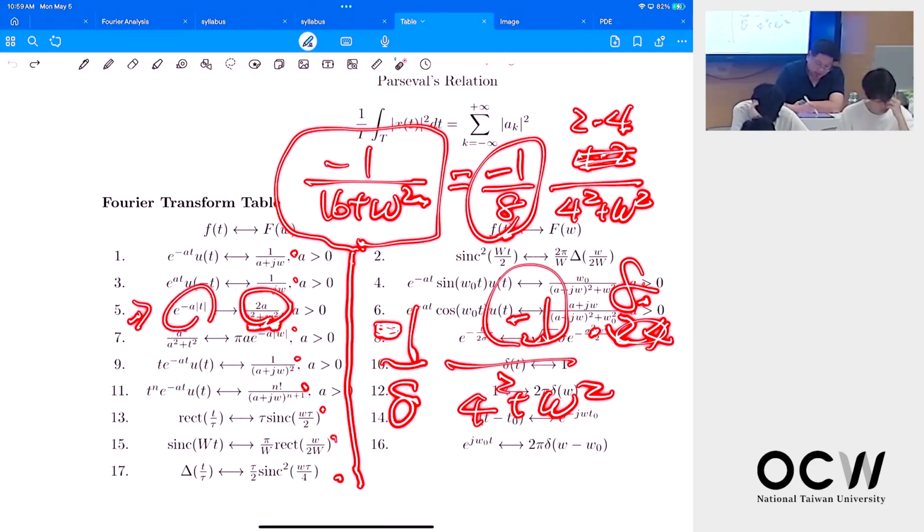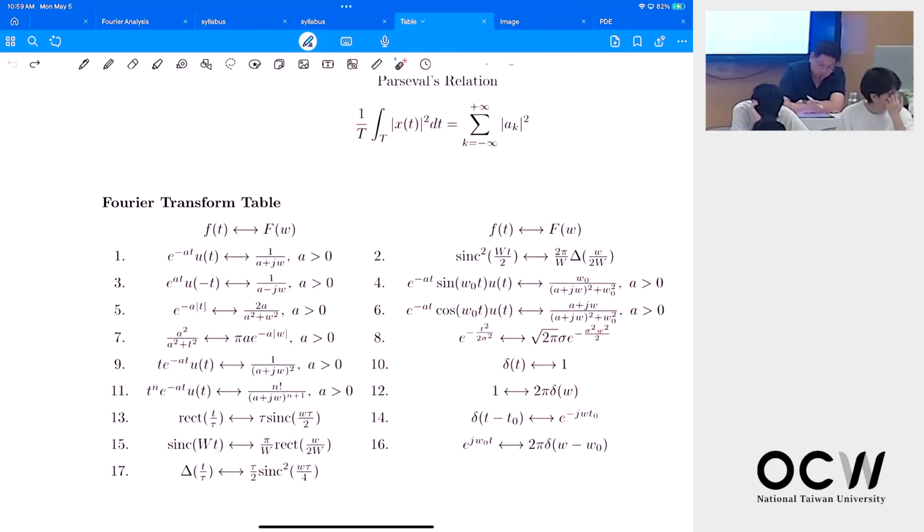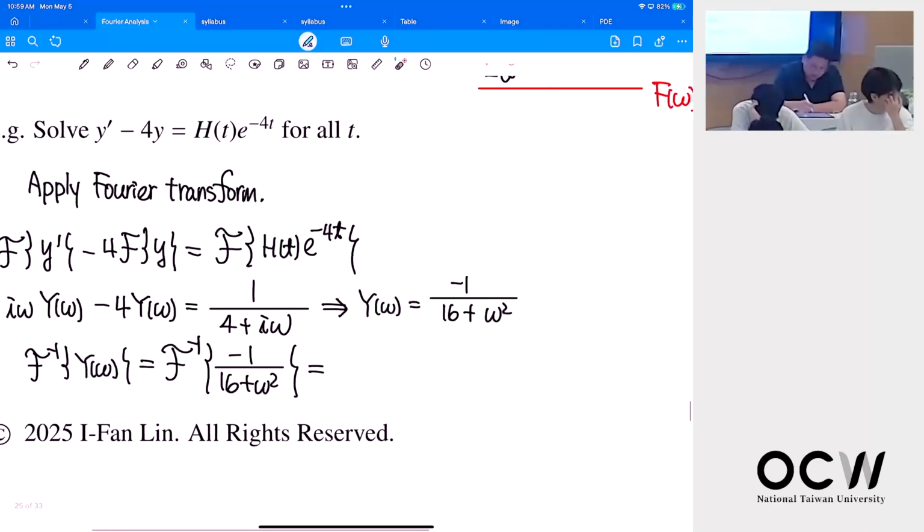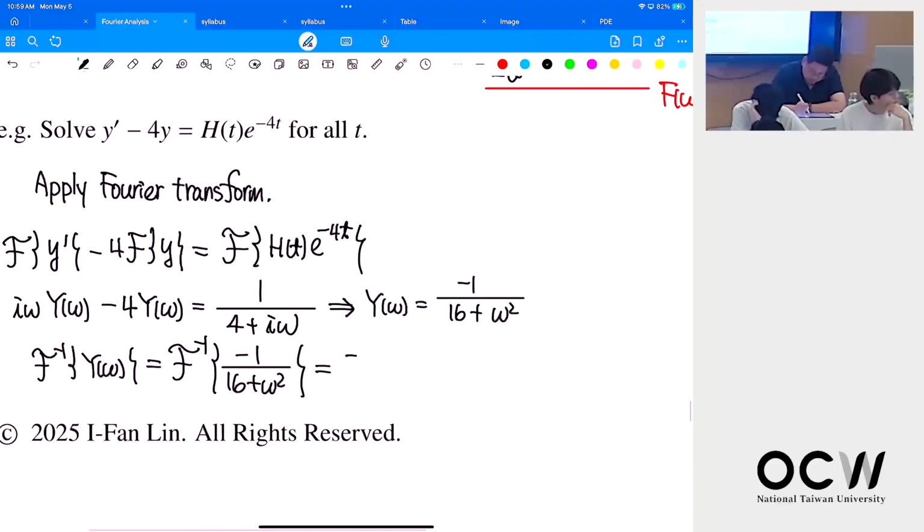And then in the time domain, there will be e to the minus 4 absolute value of t. Minus 1 over 8 exponential to the minus 4 times the absolute value of t.